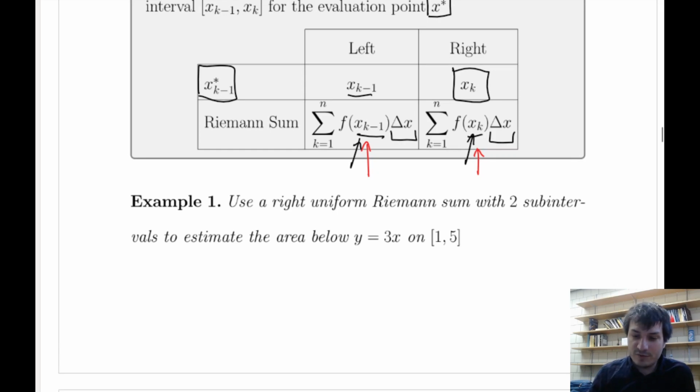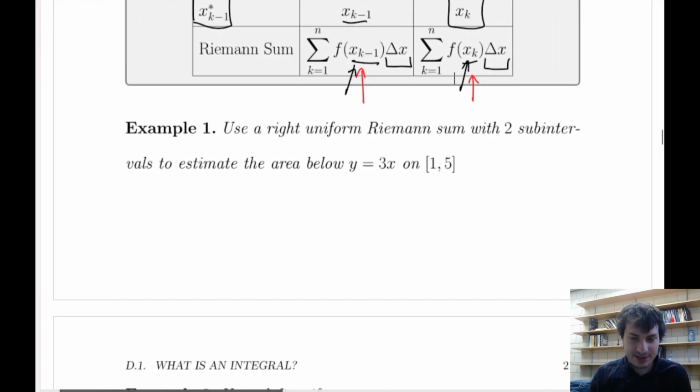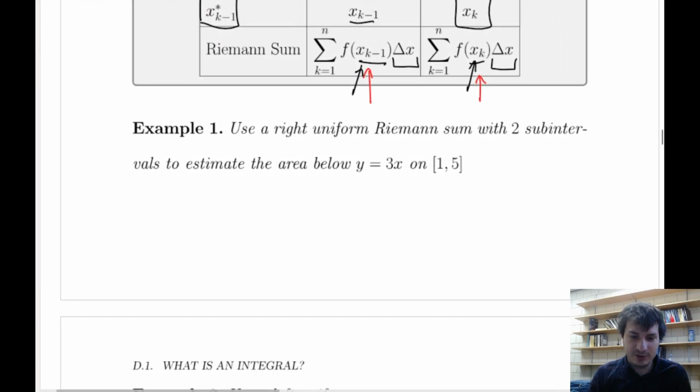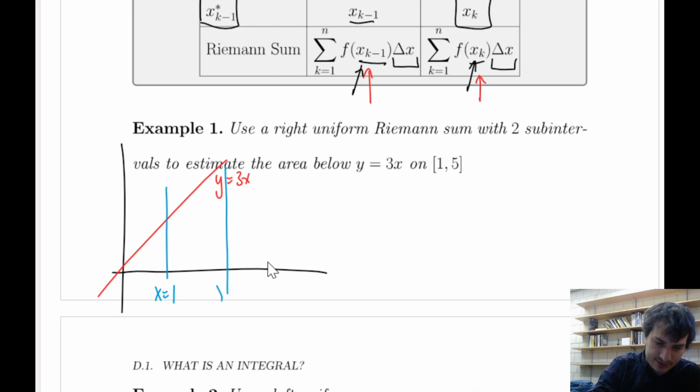Use a right uniform Riemann sum with 2 subintervals to estimate the area below y equals 3x from 1 to 5. That's example 1. And I guess the computer goofed again and didn't give us any space to do it. But let's try to do it. So here's the function, y equals 3x. Here's x equals 1, and here's x equals 5.